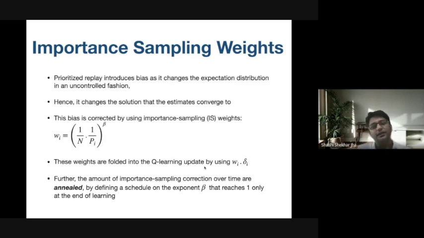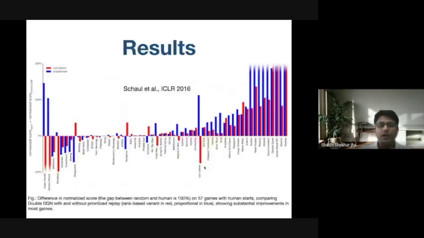To counter that, they came up with this importance sampling weight, which they added to each of these updates that they were doing, so that the correct policy is always learned. Okay. And then this is their result.